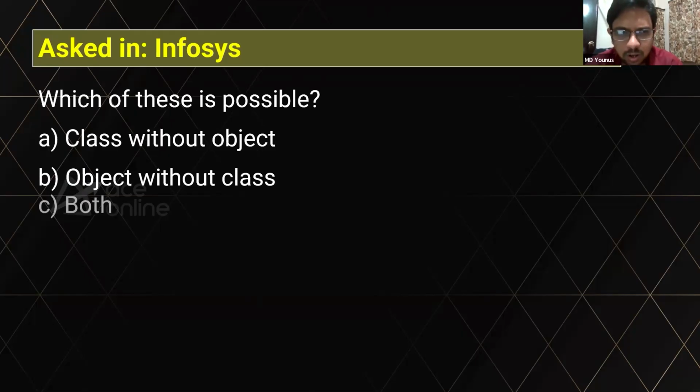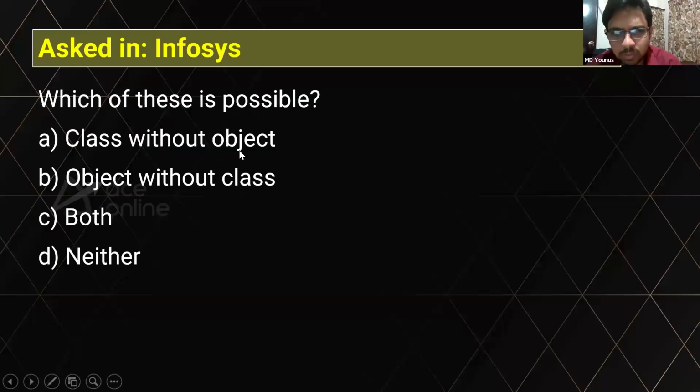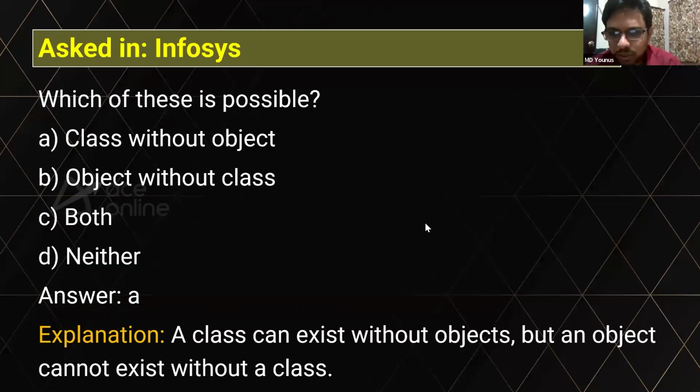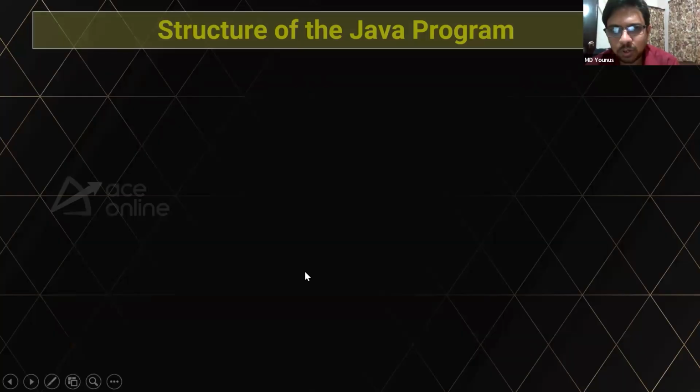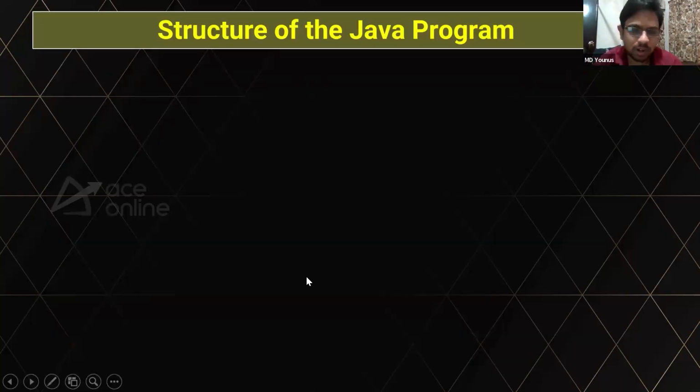No, right? And other options obviously. So which option is correct here? A. Class without object is possible, but object without class is not possible. So that's what we have learned from the previous discussion. Class can exist without object, but an object cannot exist without a class. So with this, can we conclude our topic called class and object?